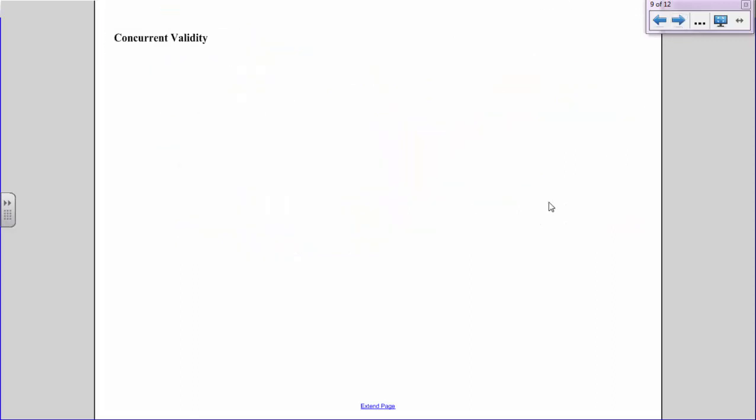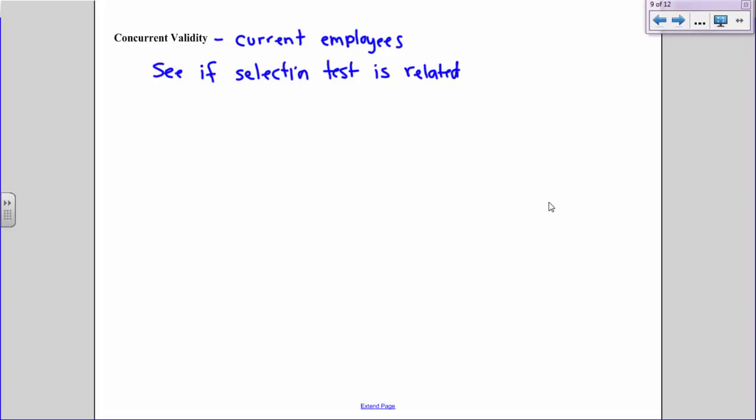Now let's move on to concurrent validity. And this is when the selection test is examined or tested in a group of employees who are already on the job. So concurrent is current employees, not applicants or future employees. So the scores on the selection test are correlated with, or see if they're related to, a measure of the employee's current performance. Okay, so current employees, and you want to see if the selection test is related to current levels of performance.